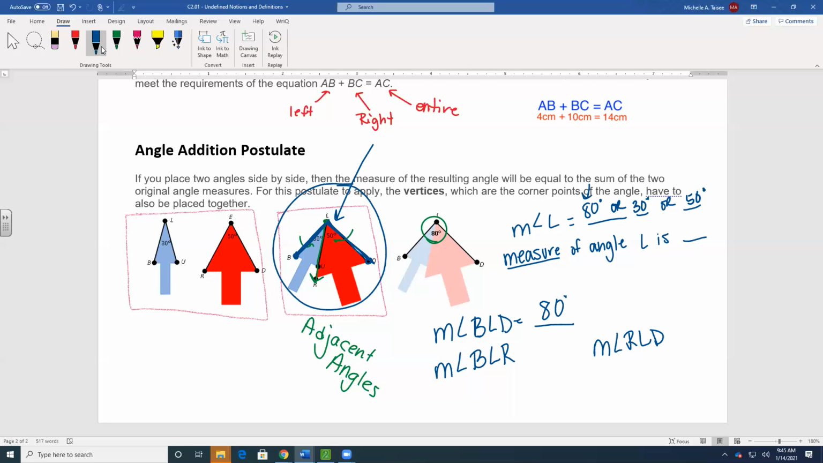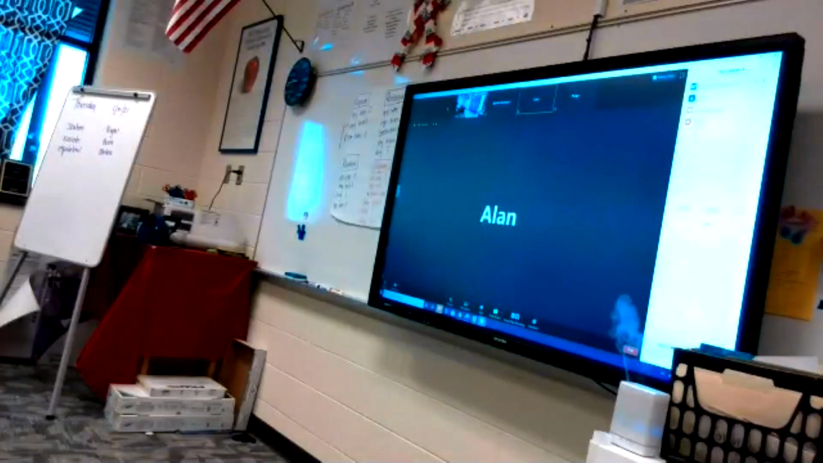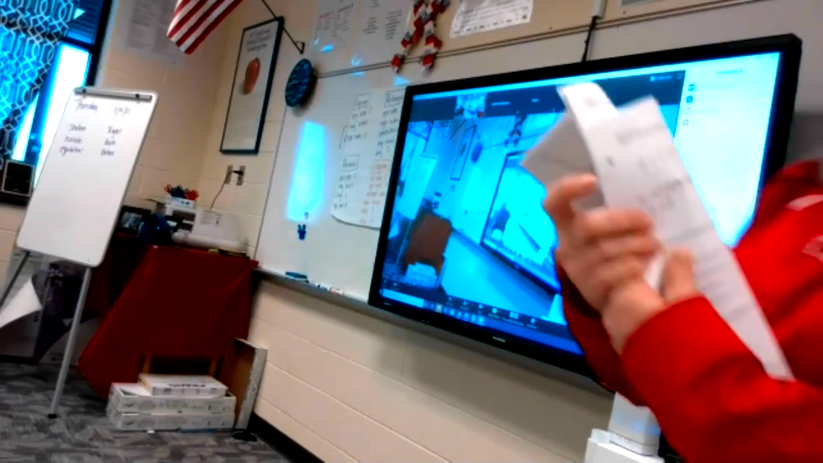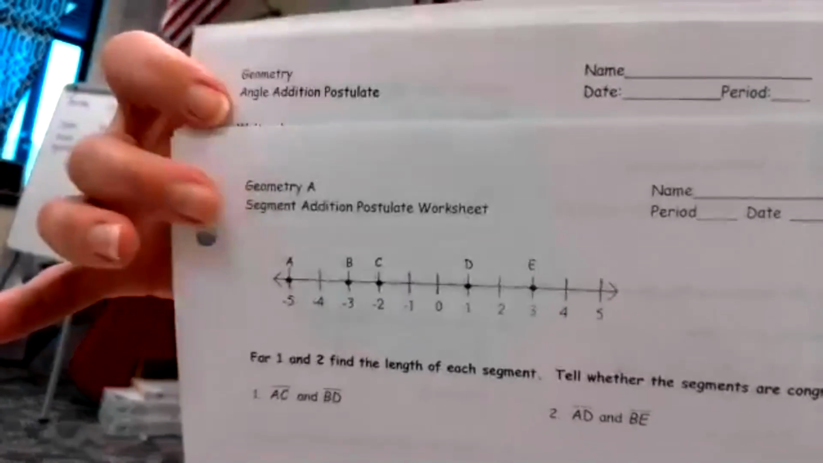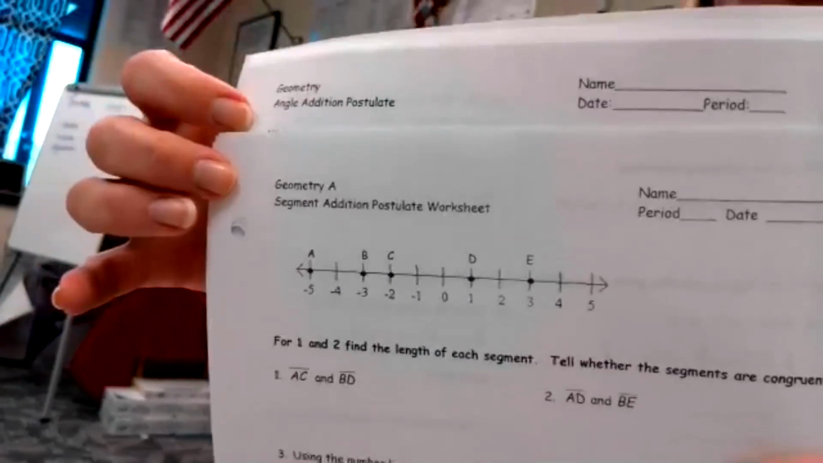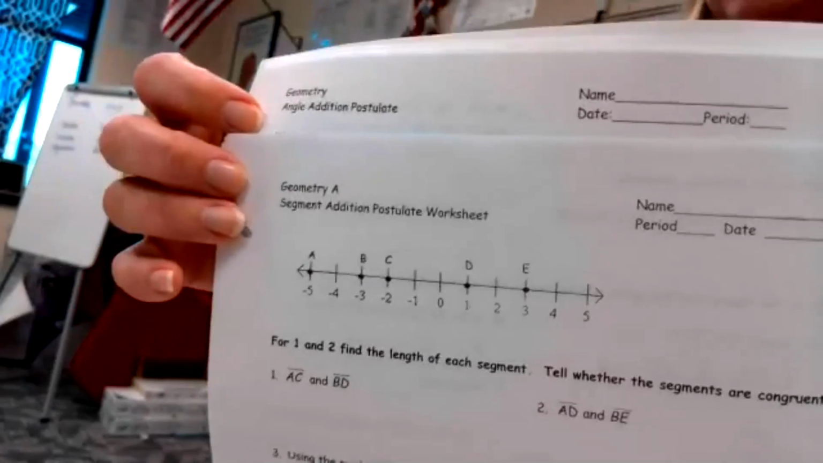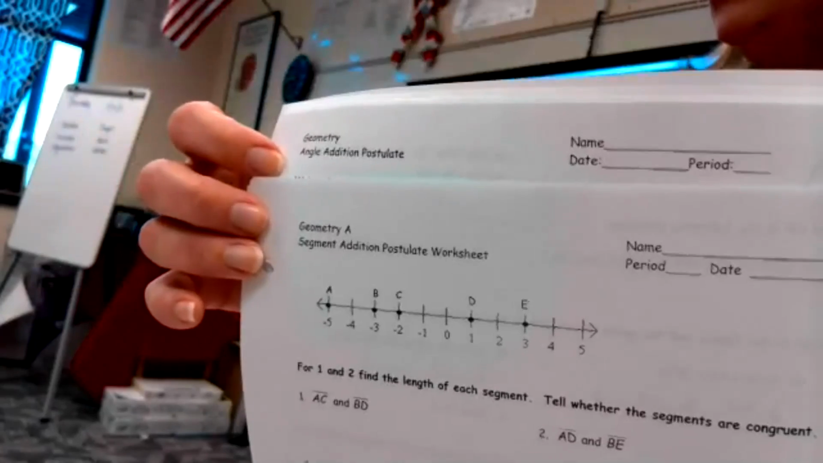Okay, I have some homework for you. It looks super lengthy. Yes, there are 2 pages. So we are looking at the angle addition postulate and the segment addition postulate. These 2 are homeworks. That will be due on Tuesday. So you got plenty of time to get them done on your 3 plus day weekend.